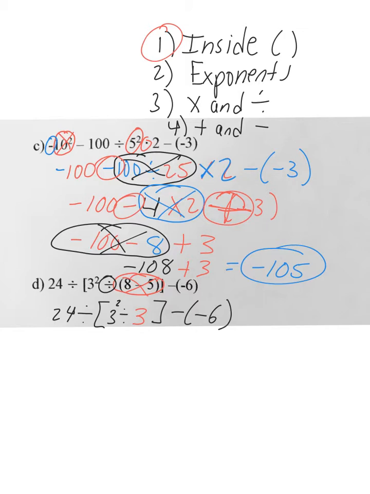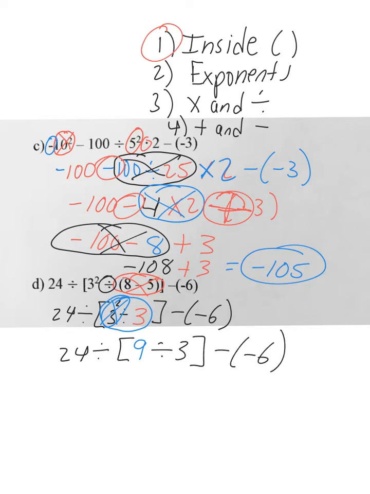Done. Okay, I'm still on the parentheses step. Now, remember, brackets are a type of parenthesis. So now I'm looking here. I see an exponent and a division symbol. So I'm going to go through the regular order of operations. You would do an exponent before you would ever divide. So bring down the 24 and the divided by. But I'm going to do the 3 squared for 9. Bring down the divided by 3 and the rest. I am still on the parentheses step. I'm still on step 1.